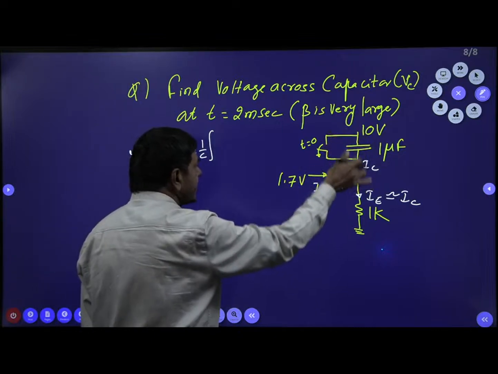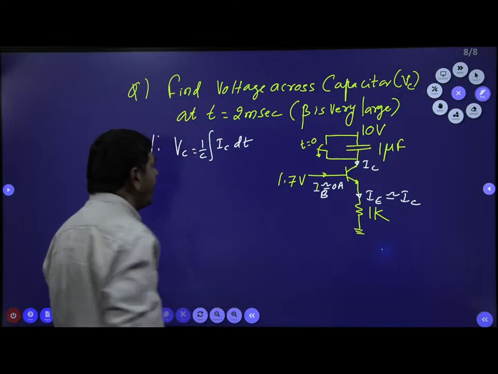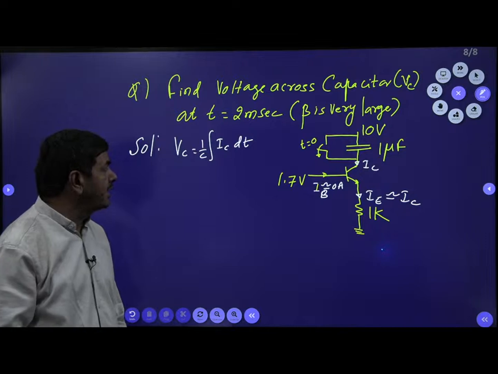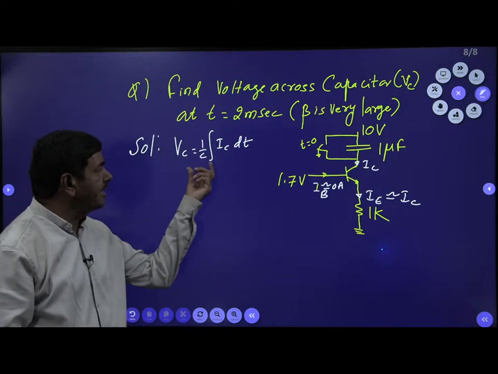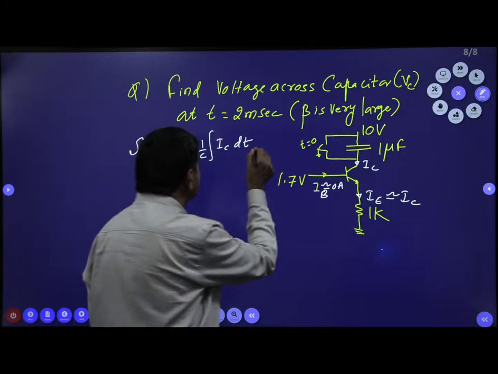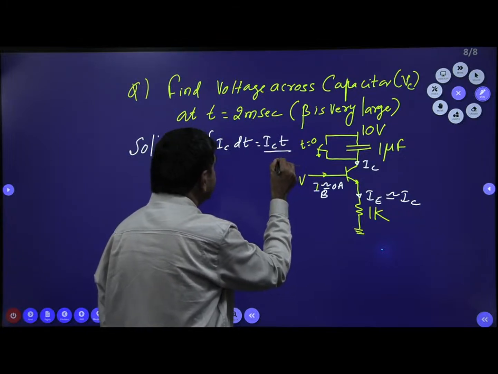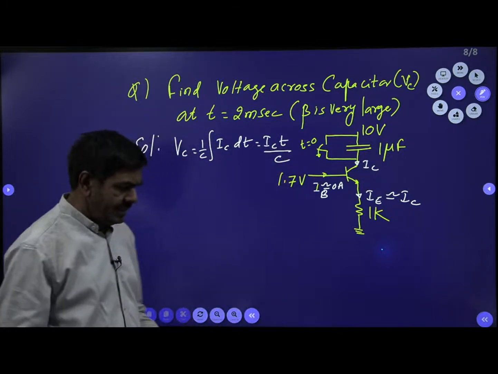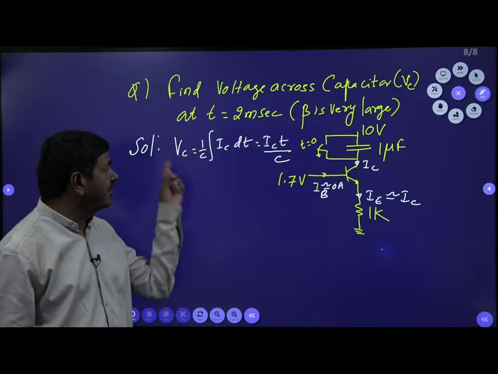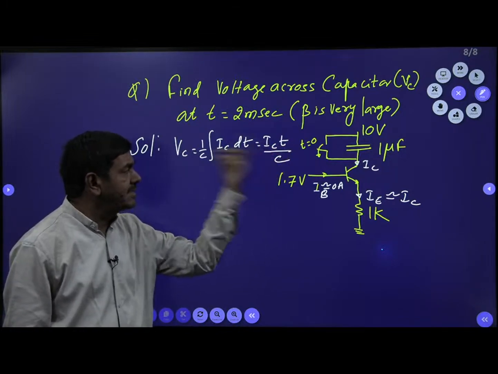Easily we can find the voltage across the capacitor by 1 by C integral I. What current is passing this side? IC, IC into dt we can write now. From the networks we know the voltage across the capacitor equals 1 by C integral I into dt. Integrating dt gives t, so I can write IC into t by C. This is the voltage across the capacitor. Or directly you can remember this formula, IC into t by C.